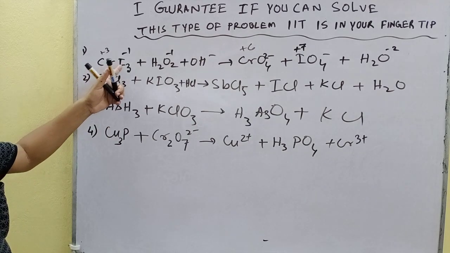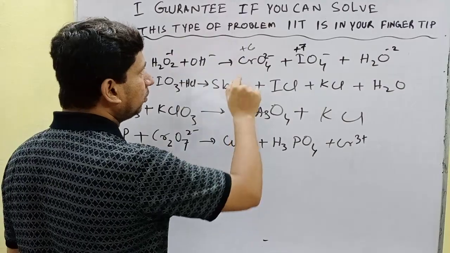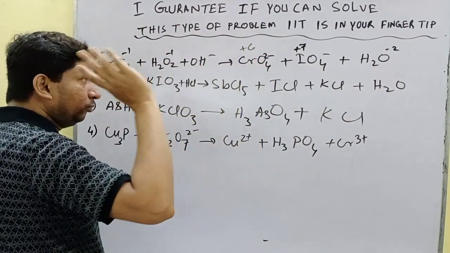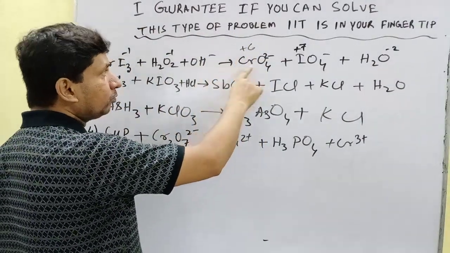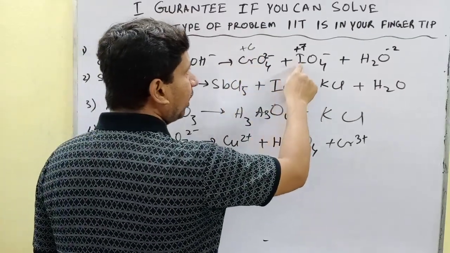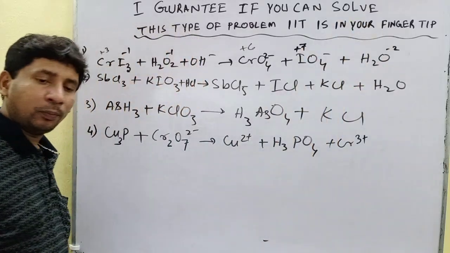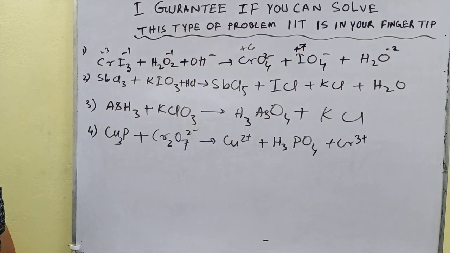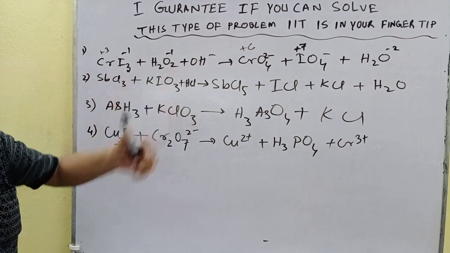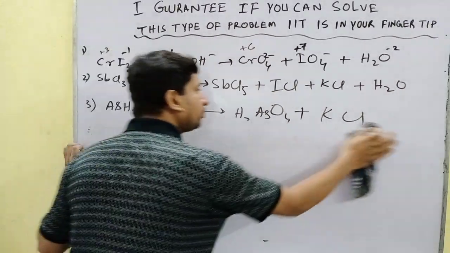First one is CrI3 plus H2O2 plus OH minus gives Cr. What is formed here? The formation products are CrO4 2 minus plus IO4 minus plus H2O. Okay, so at first I will do the first one, then second, third, fourth.